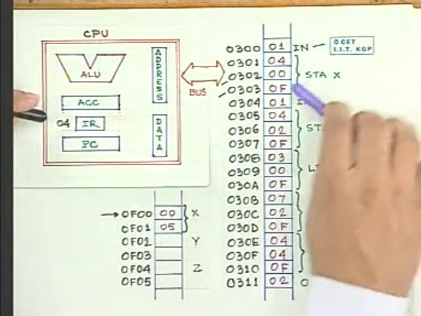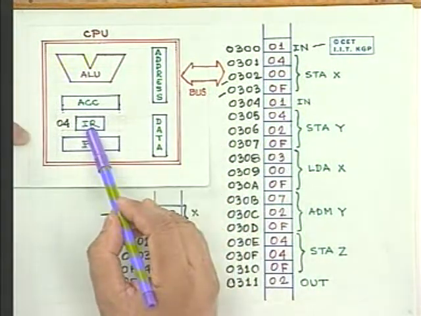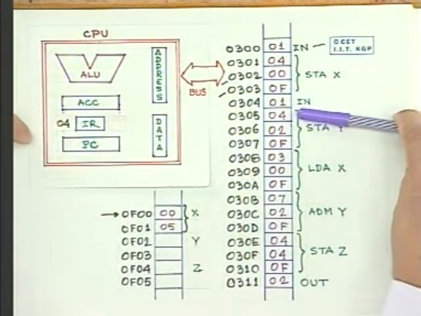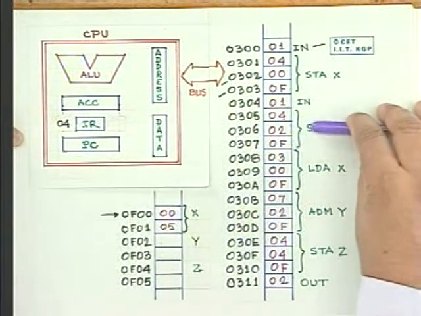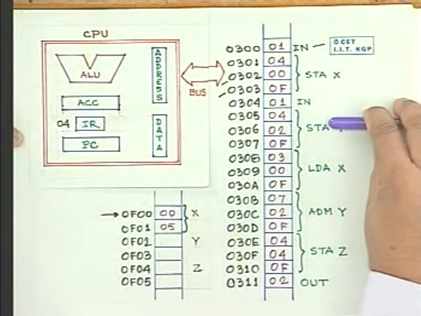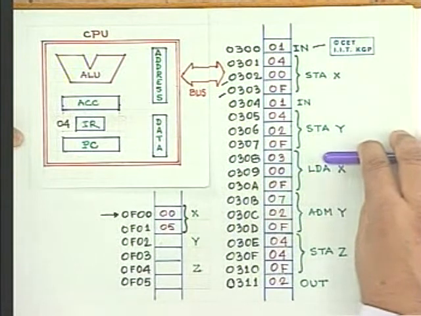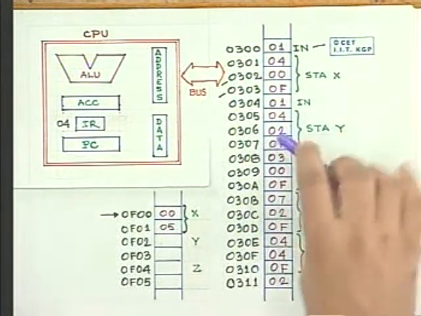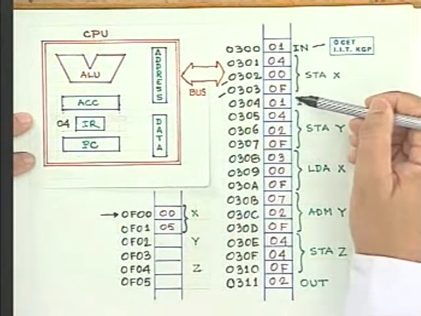Then the content of the program counter, 04, will be fetched into the instruction register, which will be decoded, and it means that it's a store accumulator instruction once more. The address will be obtained from the next two memory locations, which will be pointed to by the program counter one after the other, right? And at the end of this instruction, the program counter will be pointing to the next instruction, which is the load accumulator X instruction. This way the instructions will be executed one after the other.